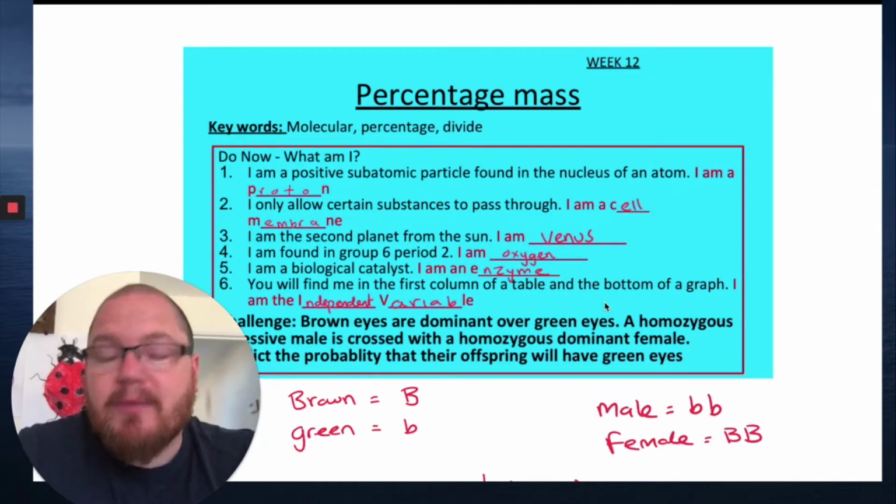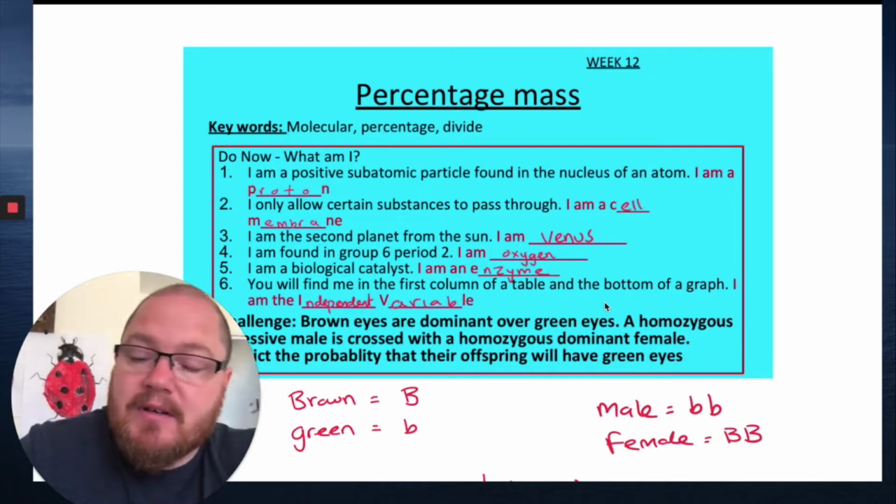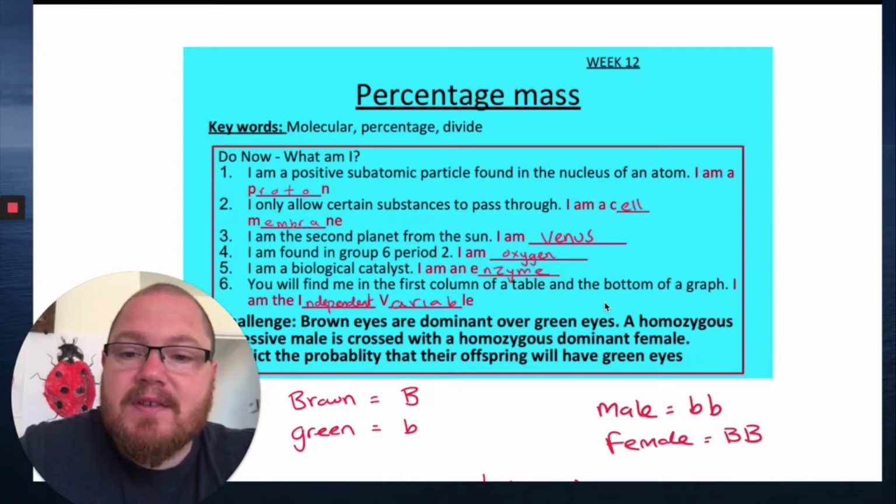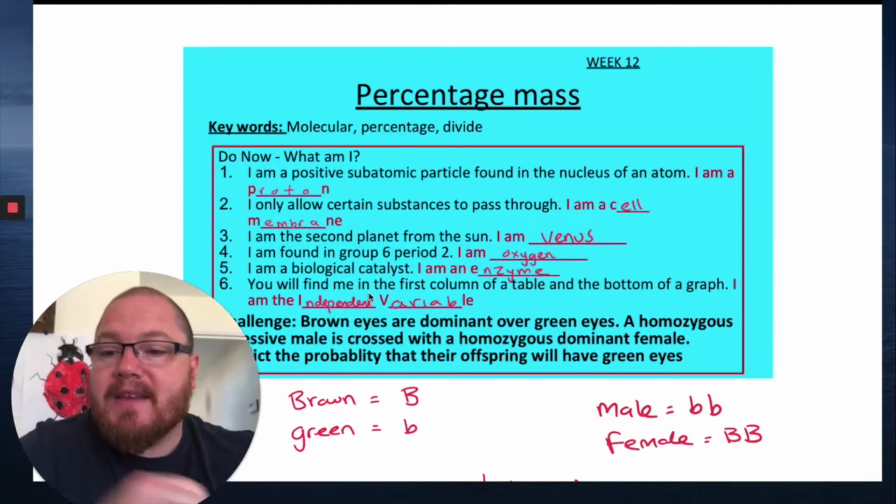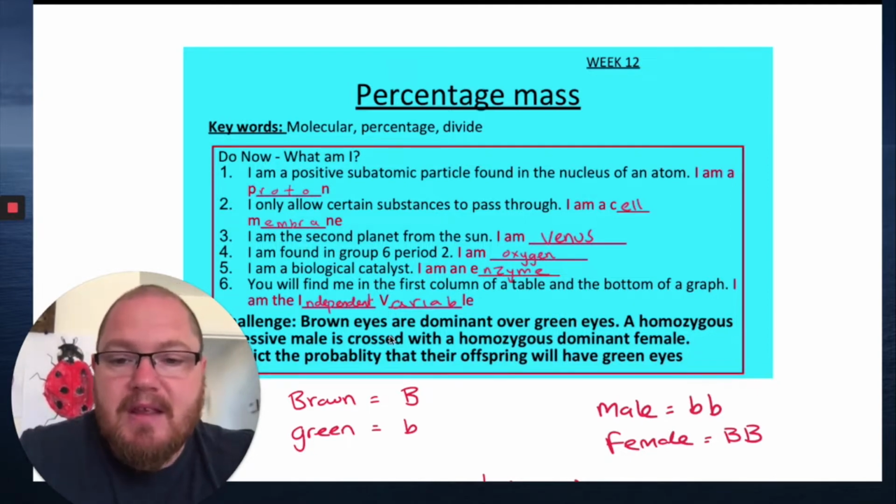You will find me in the first column of a table and the bottom of a graph. This goes right the way back to, I think it was week 7, we was doing graphs. And you'll know on the bottom is the independent variable. And you've got your challenge here.